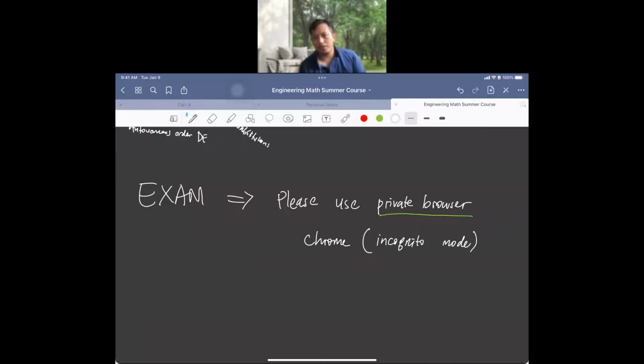Okay, because sometimes, because of the cache files behind your browser, if it is not really optimized, the platform cannot give you a clear picture of your screen, and when you type in your answer, sometimes it doesn't recognize your writing. So my suggestion: use a private browser or incognito mode. Okay, that will be the general case for our online exam. So we are going to use Flexi Quiz.